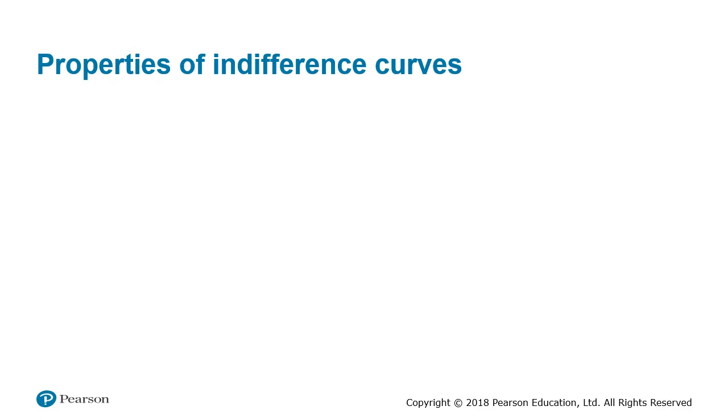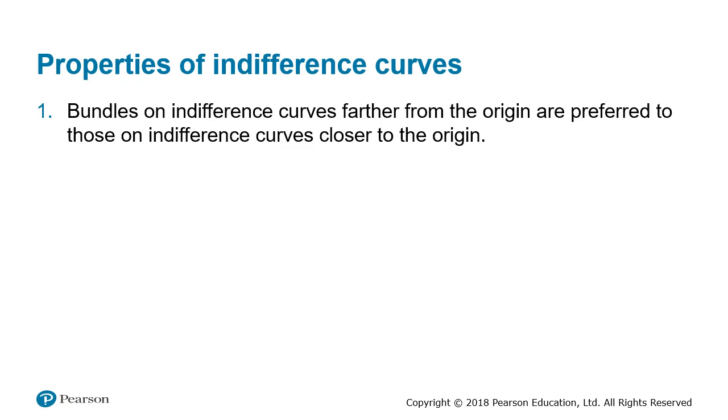We can highlight some properties of indifference curves based on this analysis. Firstly, bundles on indifference curves that are further from the origin are going to be preferred to those on indifference curves closer to the origin. Think about why that would be the case. Think about bundle F compared to bundle E. Well, the bundles on the curves further from the origin have more of both goods. So the further the indifference curve is from the origin, the more preferred those bundles are.